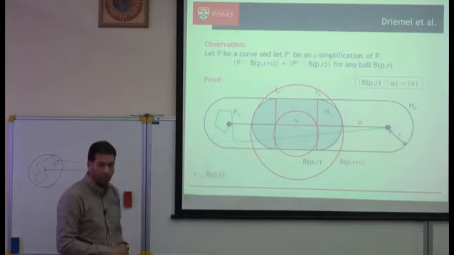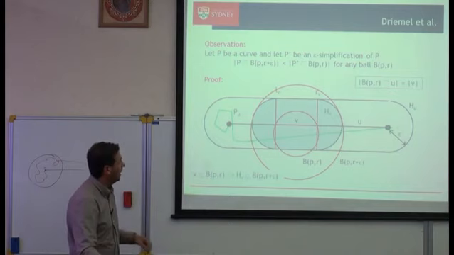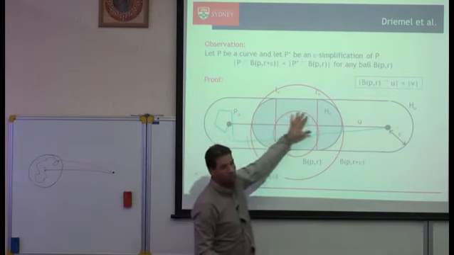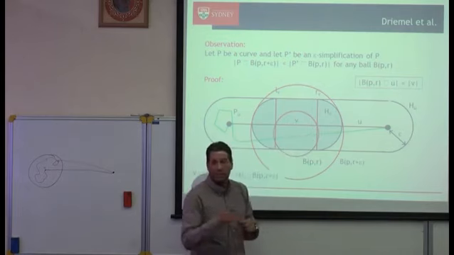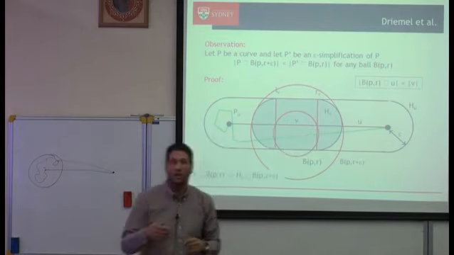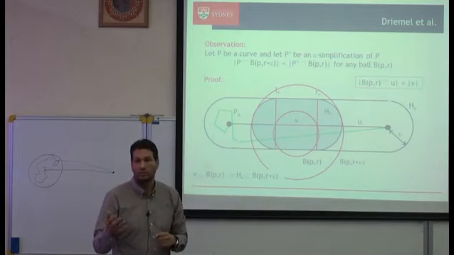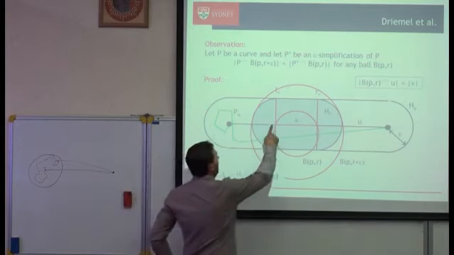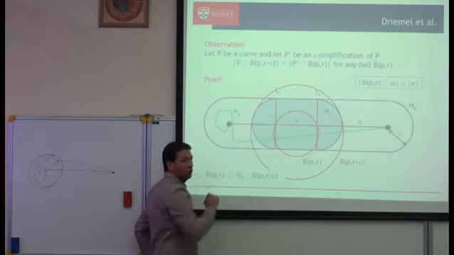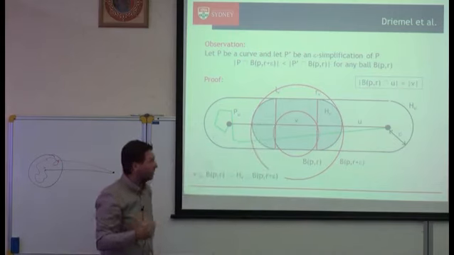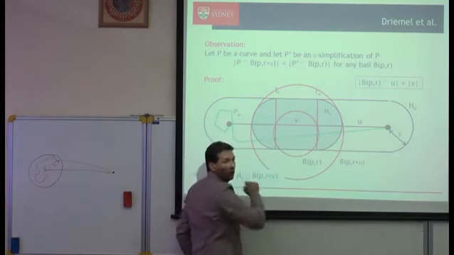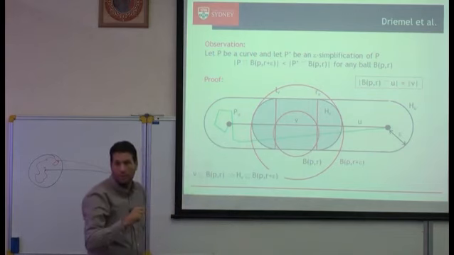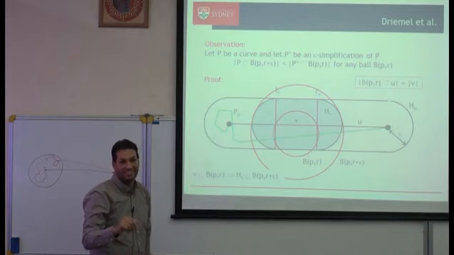So what do I know about the bigger ball? Well, the bigger ball has to include the hippodrome, right? Because it's increased, the diameter of the new ball is R plus epsilon. And the hippodrome is a union of all points that lie within epsilon of V, which means that this ball has to include the whole hippodrome. Is that clear, or you can just trust me on this?